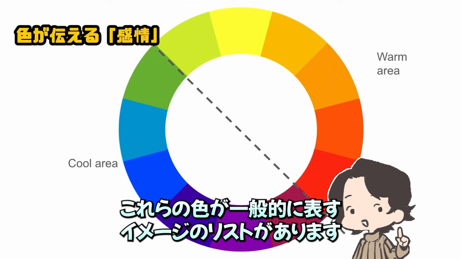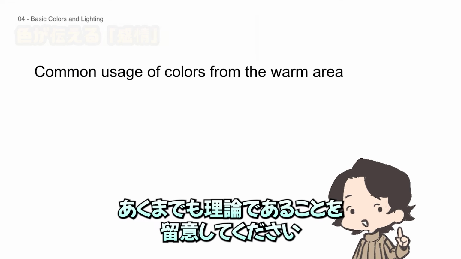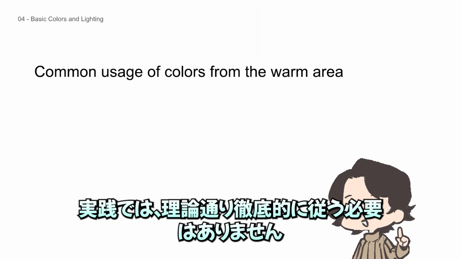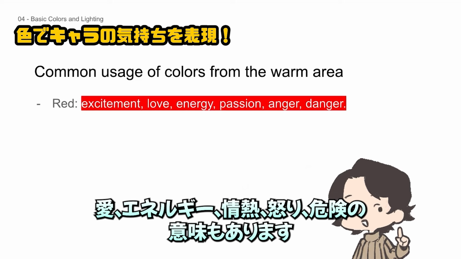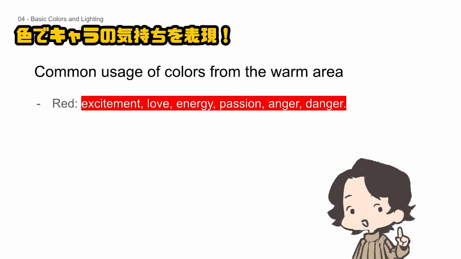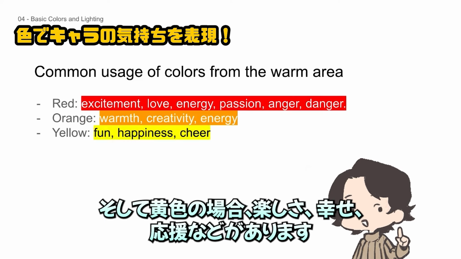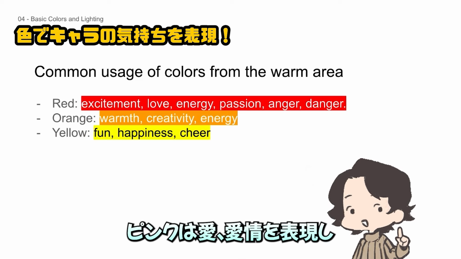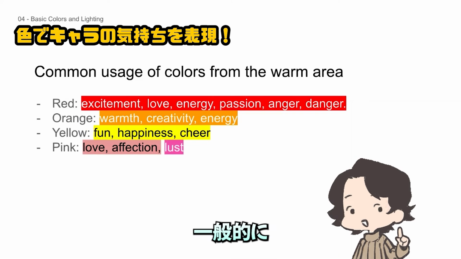Okay, so now here's the list of what these colors usually represent. Please keep in mind that this is just theoretical, but in practice, you don't really have to strictly follow it. So for red, it usually represents excitement, love, energy, passion, anger, danger. And for orange, it usually represents warmth, creativity, energy. And for yellow, it's fun, happiness, and cheer. And for pink, it represents love, affection, and sometimes lust, for the hot pink usually.